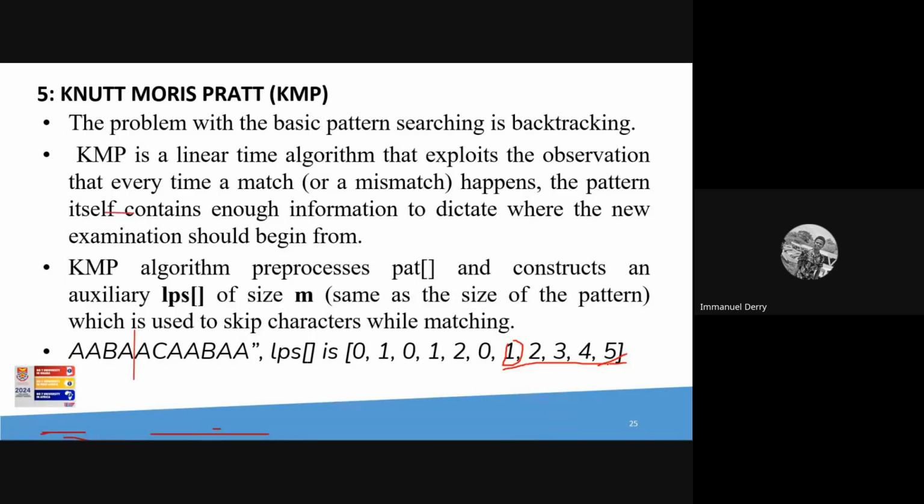So from this one I've circled, there was a match. The preceding one, there was a match, so we increased this by 1 to get 2. The next one was a match, we increased this by 1 to get 3. The next one, there was a match, we increased it by 1 to get 4. The other one, there was a match, we increased this by 1 to get 5.